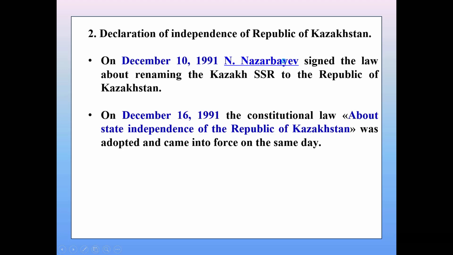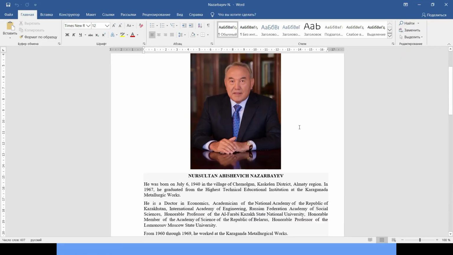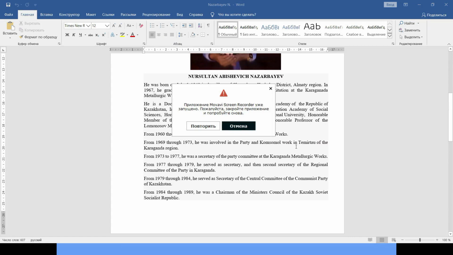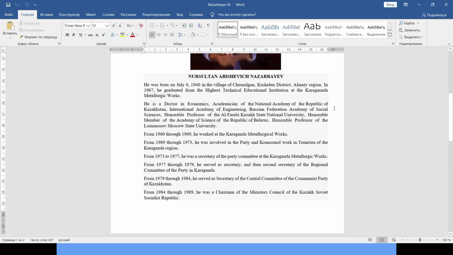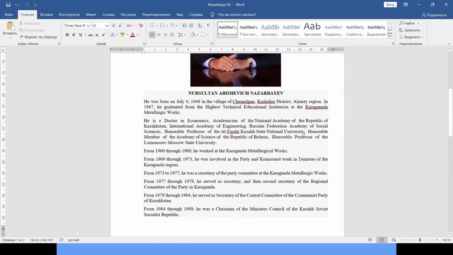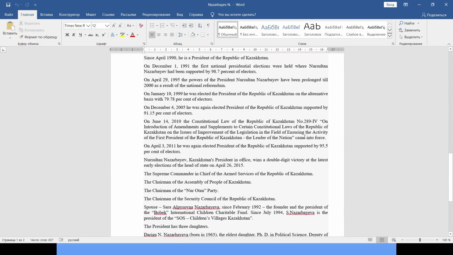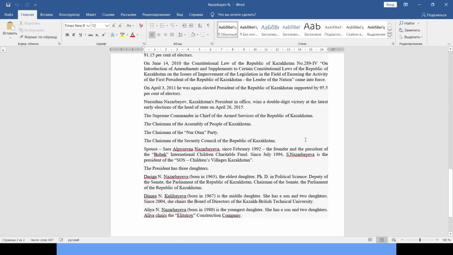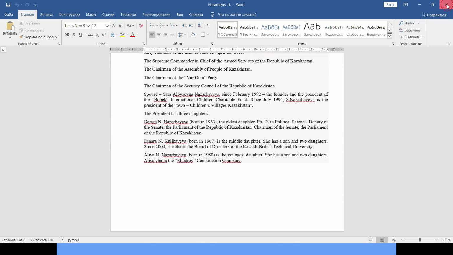By opening this link, you can read the biography of the first president of Kazakhstan, Nursultan Nazarbayev. You can read main information about his life and political activity.